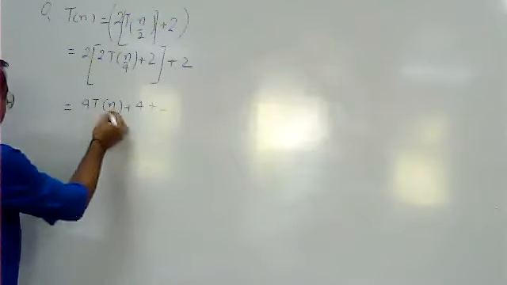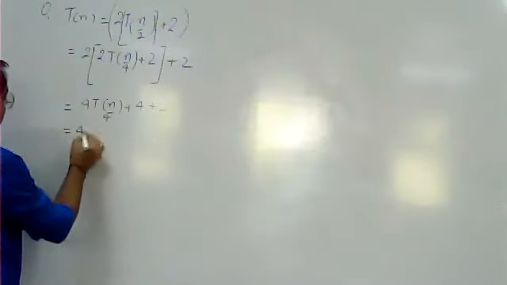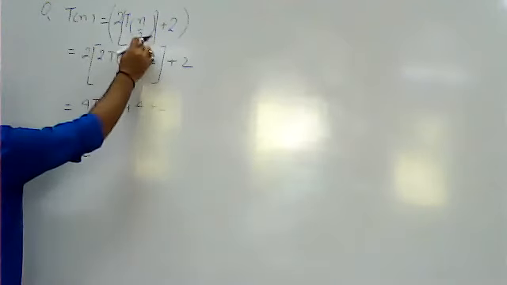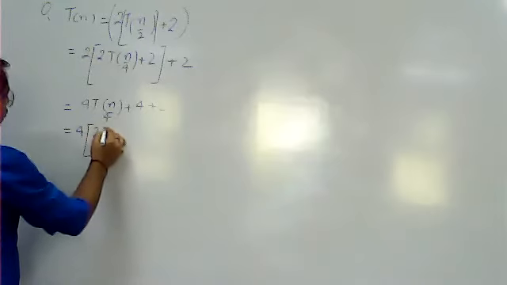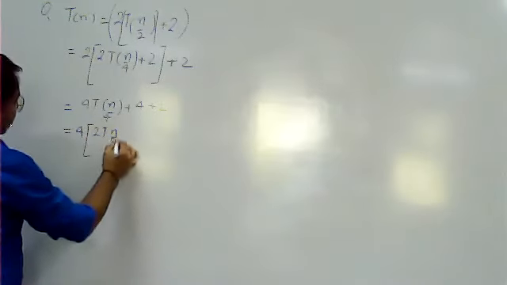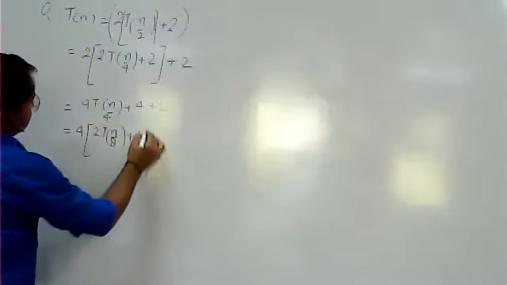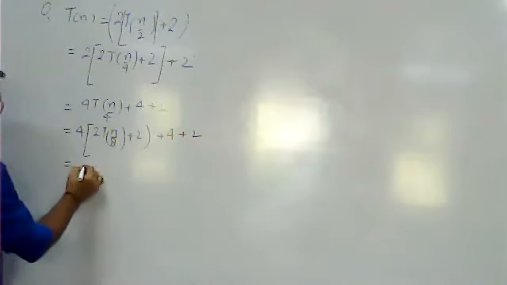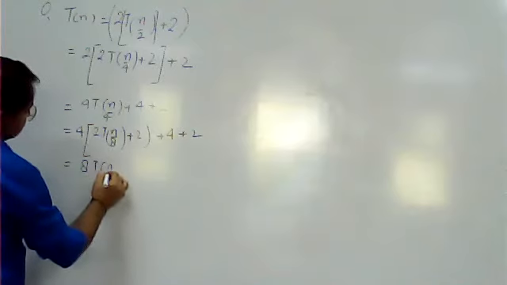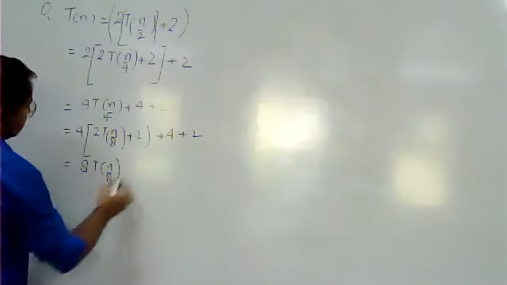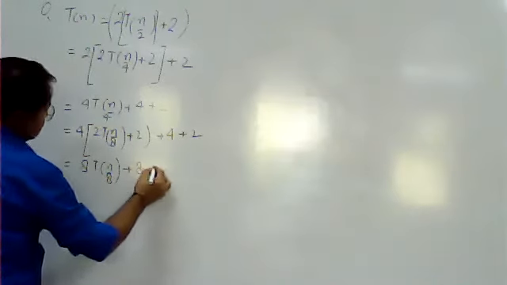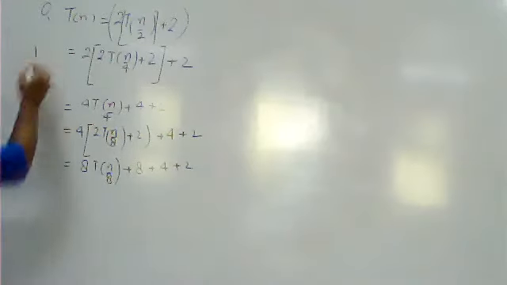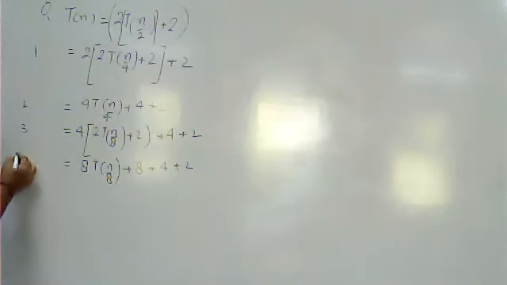Now we have to substitute the value of T(n/4). So again, 4 is outside. In the same equation, we have to put n by 4. So what we'll get? 2T(n/8) plus 2, plus 4 plus 2, is equal to 8T(n/8) plus 8 plus 4 plus 2. So this is the first, this is the second, this is the third, this is the fourth.